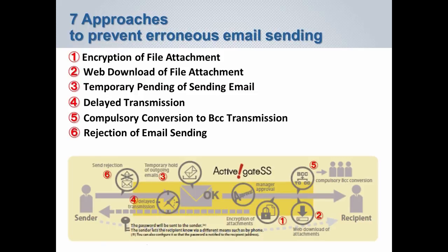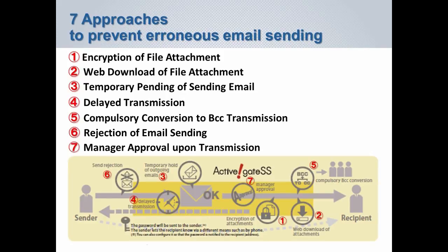The sixth is rejection of email sending. The administrator can set up policies defining what kind of email is not to be sent. For example, when an email contains the keyword confidential in the email contents, or when a competitor's email domain or free email domains are contained in the destination, the email cannot be sent to such prohibited destinations.